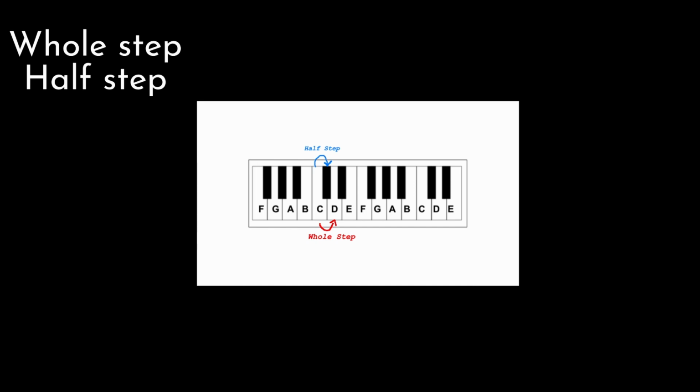Now, a good way of learning scales is understanding whole steps and half steps. A half step raises the pitch by 1, while a whole step raises the pitch by 2. As you can see, the whole step is C to D, while the half step is C to C sharp. Another example is F sharp to A flat, which is a whole step, and F sharp to G is a half step.